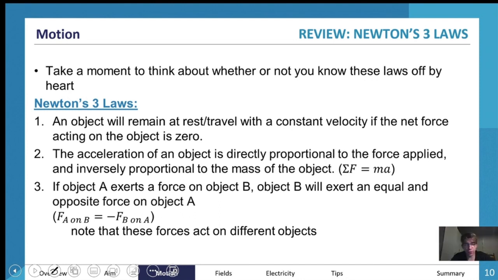So let's start with the first one. What does the first law state? It states that an object will remain at rest or travel with a constant velocity if the net force acting on the object is 0.